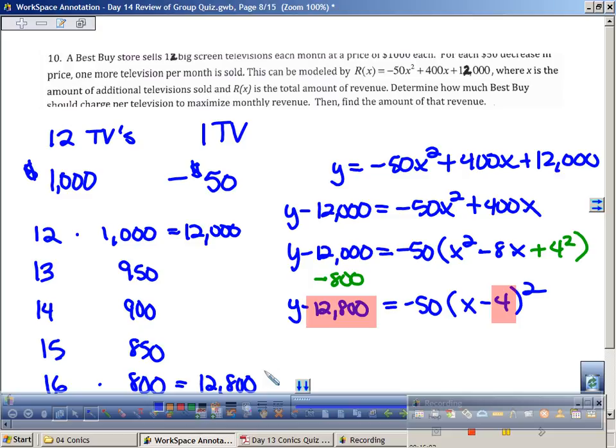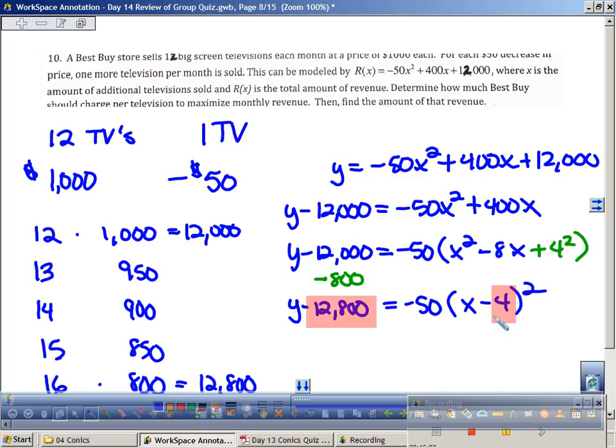The problem says where x is the amount of additional televisions sold, and R of x, or y, is the total revenue. There were 12 televisions at $1,000 each. So 4 additional would mean I would have to make 4 different discounts. 4 discounts at $50 a piece is $200 discount, you can look at it that way too. So if I take 1,000 and take off 200, I get 800.